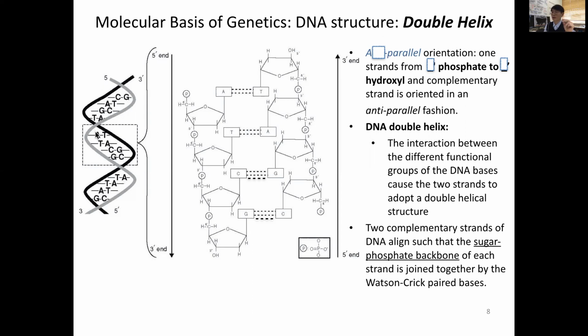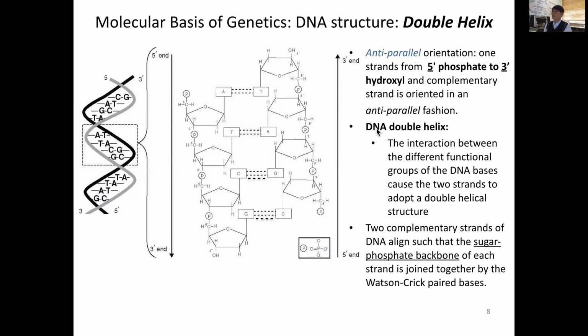So one is the 5 prime end, the other is the 3 prime end, and you realize the complementary structure will have to be the opposite way. So that's the 5 prime end and this is the 3 prime end, to make this complementary hydrogen bonding. This structure we call an anti-parallel orientation. One strand goes from 5 prime phosphate here to 3 prime hydroxyl. You can see the 3 prime hydroxyl. And the complementary strand here is oriented in an anti-parallel fashion.